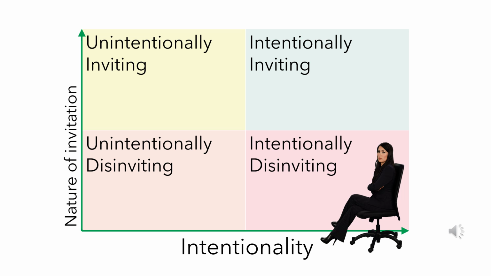Here I've created a quadrant of intentionality and nature of invitation. For each quadrant that I'll go through, I found an image of a teacher who is displaying the physical signs and body language of what I would imagine this type of teacher would be like. Now, it's not always consistent. I just did it for a visual of it.